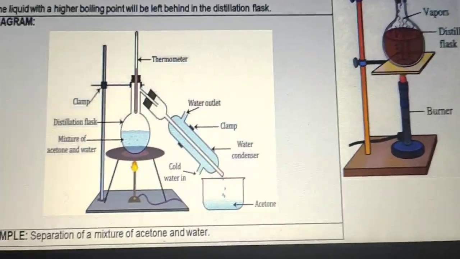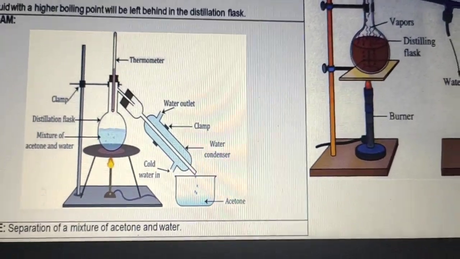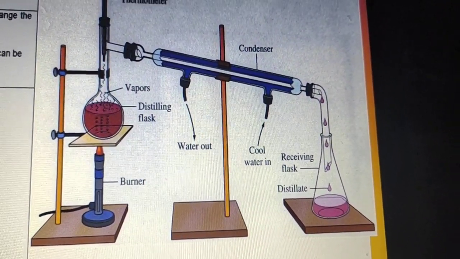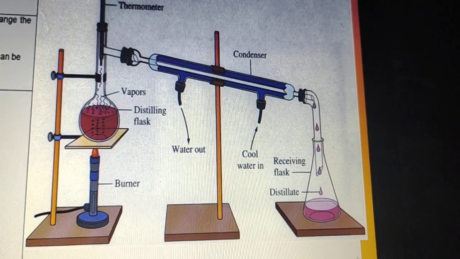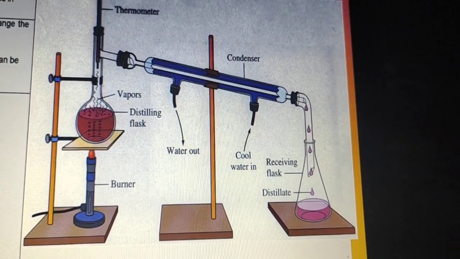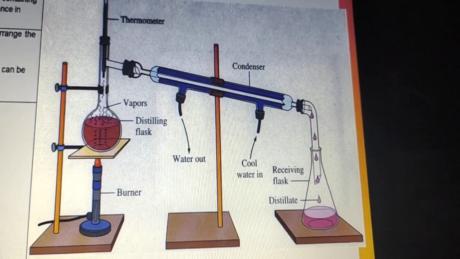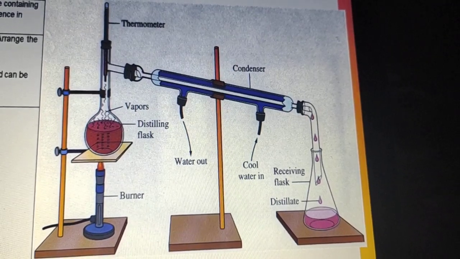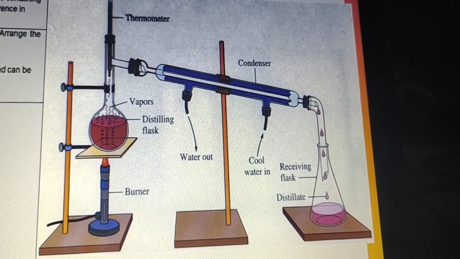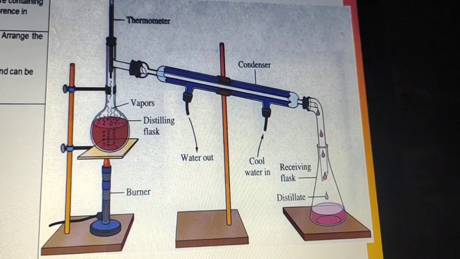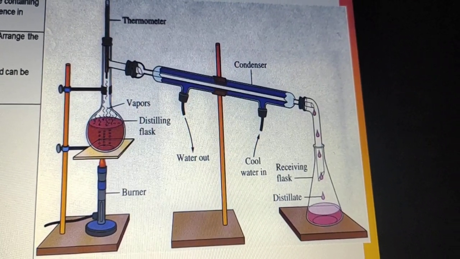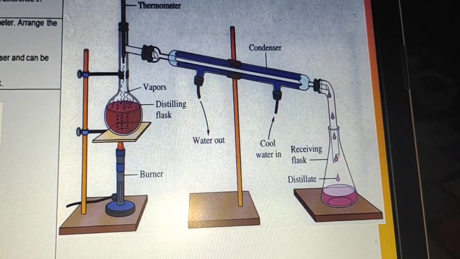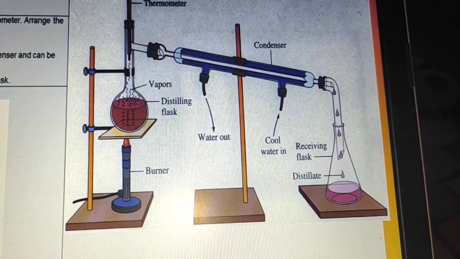So here is the diagram. You can see there is a clamp. On the clamp there is a burner. Above the burner there is a distillation flask, or you can call it the round bottom flask. The round bottom flask is connected with the help of connectors to the condenser. The condenser has two points, the water outlet and water inlet. There is a thermometer inside the round bottom flask, and the condenser is connected to the distillate, the receiving flask.